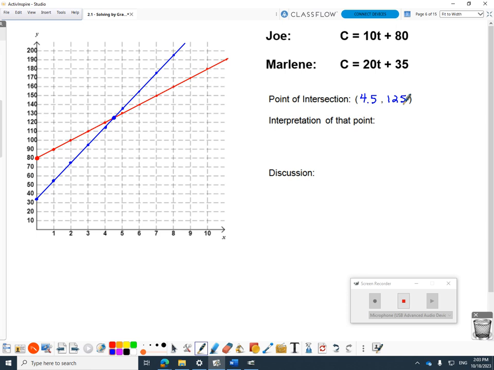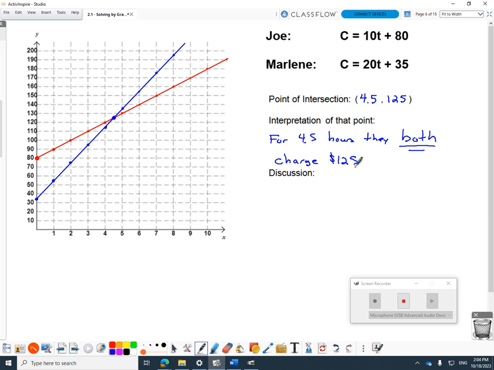For 4.5 hours, they both, that word both is the key word to shortening this sentence down, charge $125. But we can do a better description here.